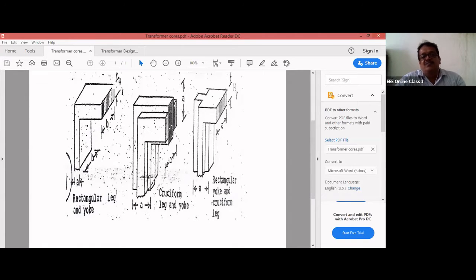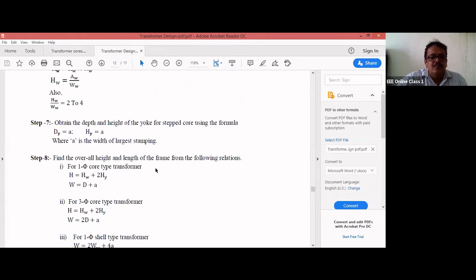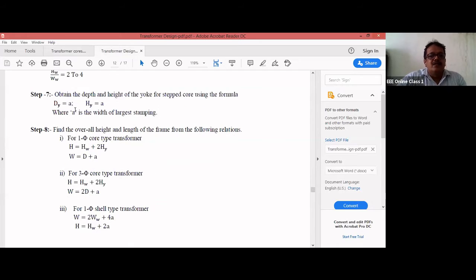You can see, the area of the yoke is depth of the yoke into height of the yoke. That will give you the area. So Dy is equal to A, and height of the yoke is equal to A, where A is nothing but the width of the largest stamping.